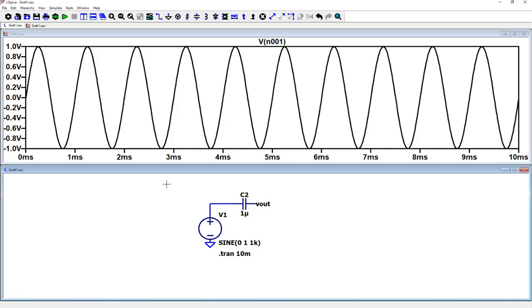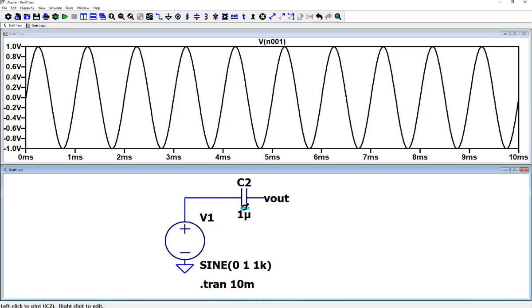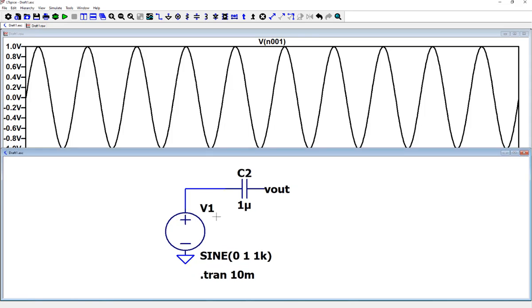Okay, what about the output for this circuit? What would the output be? The same? Maybe 0. Cancels out. 0, you ground it, you got 0, right? Is it grounded? It's not, right? You didn't ground it.